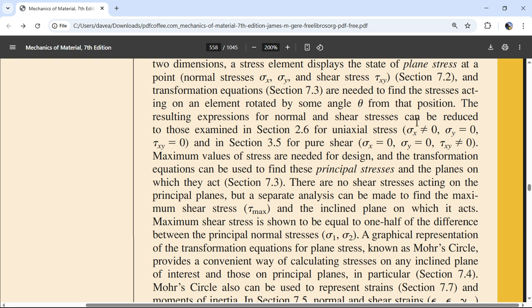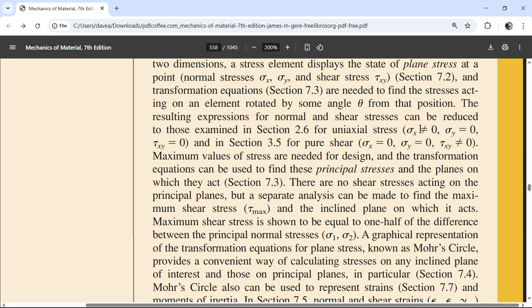I read that and I didn't even pay attention. That's the hardest thing about textbooks, when you're just like, nah, I think I'm done. So the resulting expressions for normal and shear stresses can be reduced to those examined in sections. So we went to section 2.6 for uniaxial stress.